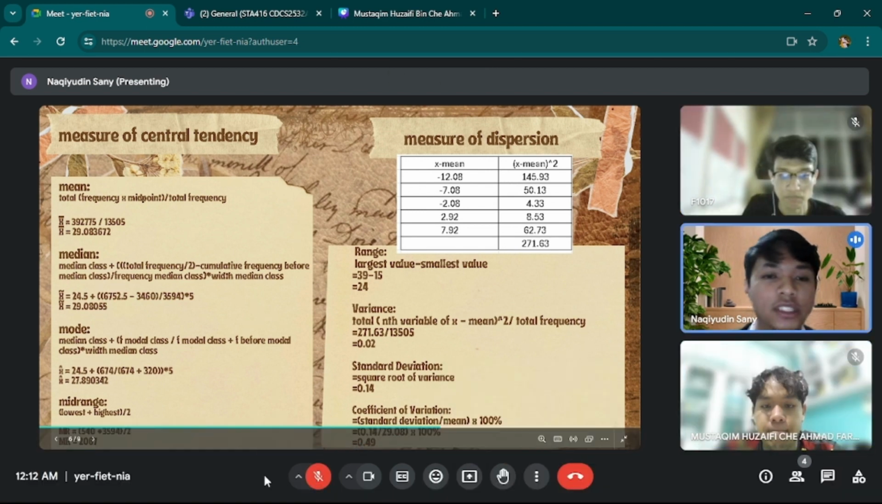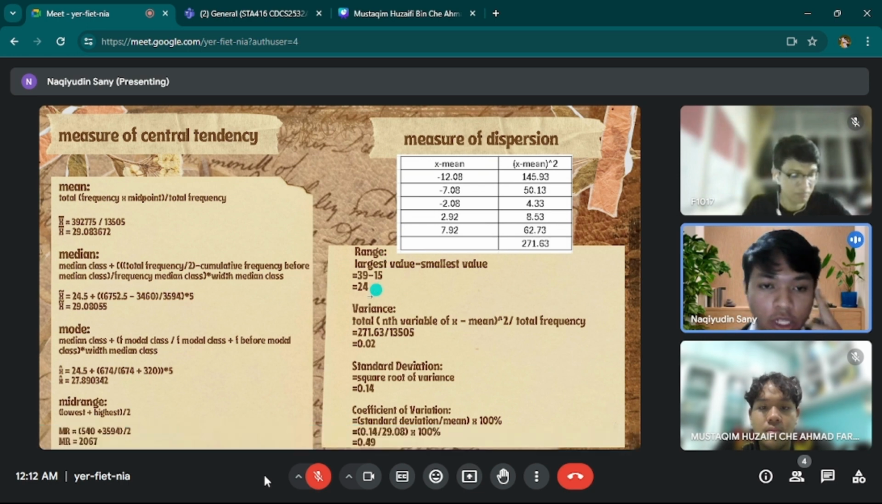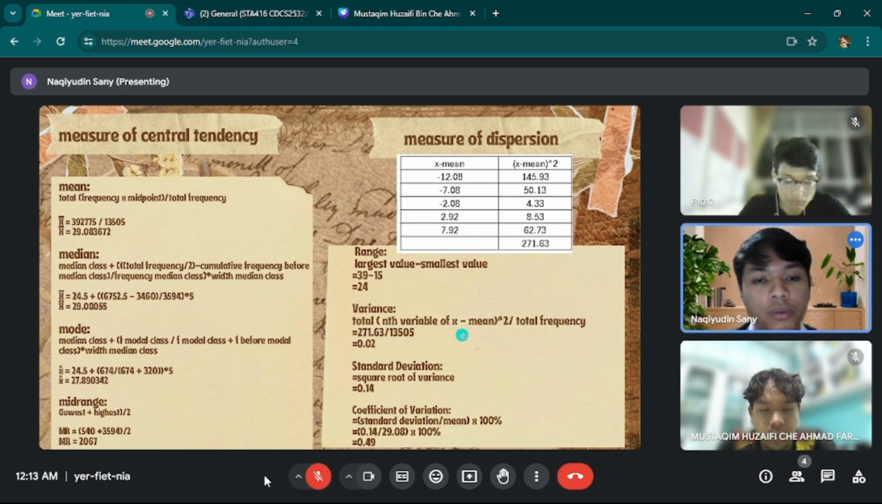For the next part, I will present the measure of dispersion. For the range, we calculate the difference between the largest value and the smallest value of age, which is 39 and 15, so we get a range of age of 24 for this research. The variance calculates the variation of each class for the drug addicts. The formula is the summation of the midpoint minus the mean, squared, which gives 271.63, then divided by the total frequency of 30,505, and we get 0.02.